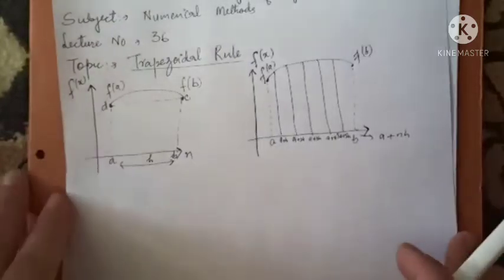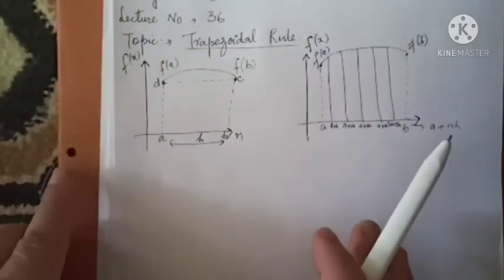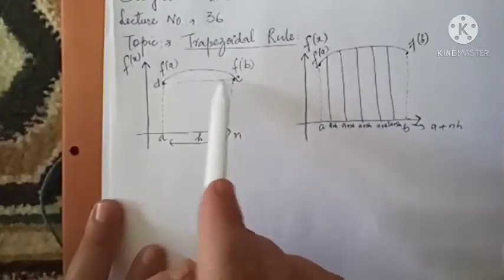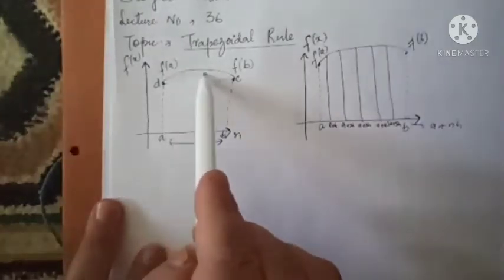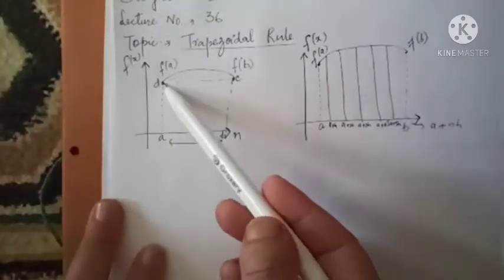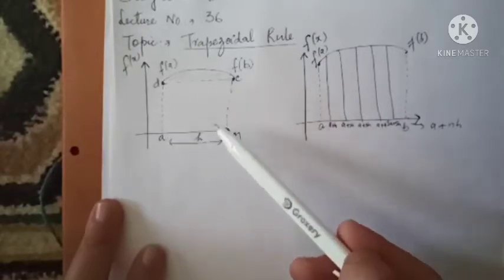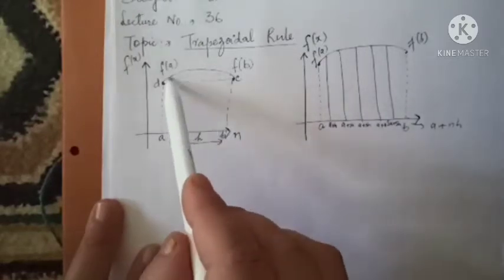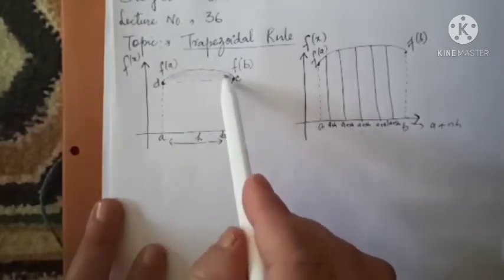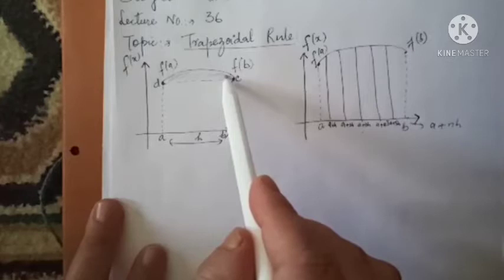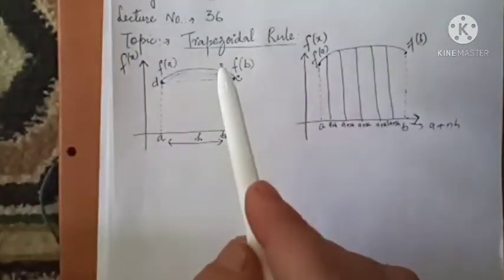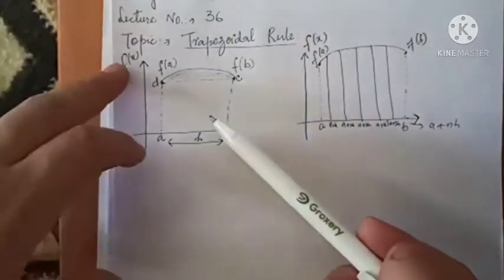See the basic concept of the trapezoidal rule. I have a curve and I want to find the area under this curve using the trapezoidal rule. I draw a trapezoid under this curve, but I am still left with this much area, and it is very difficult to find the exact area under the curve of f of x.